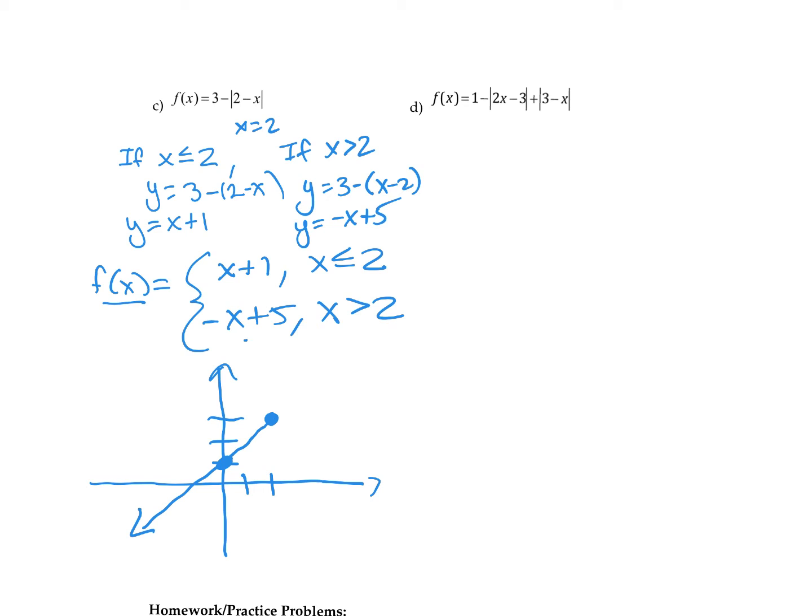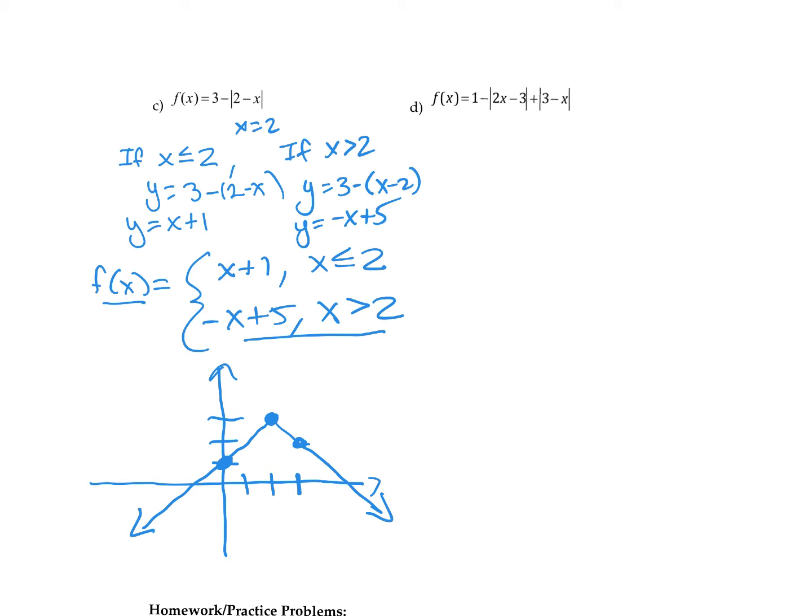We're on this piece now. Let's plug in 2. And normally I'd have an open circle, but notice when I plug in 2, I'm getting 3, and that's already filled in from the other piece. So there's not going to be an open circle there. All right, now let's plug in 3. When I plug in 3, I get an output of 2. So there is my graph of this piecewise function.